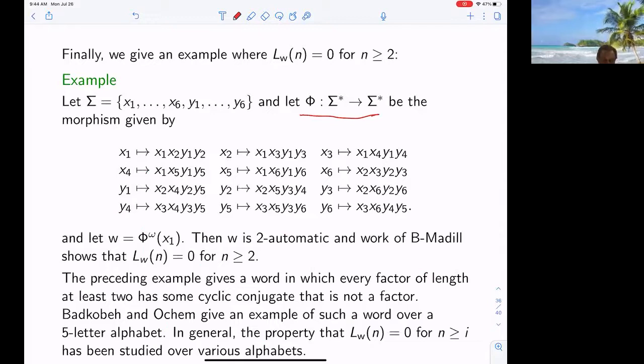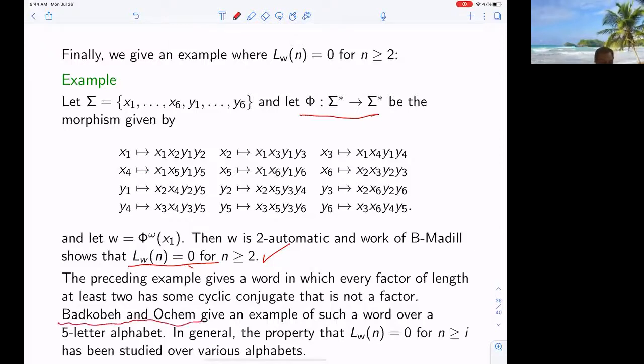But one of the things we showed was that this function LW of n is always 0 for n bigger than or equal to 2. So it can be 0 once you get to a certain point. What this is saying is it's giving a word in which every factor of length at least 2 has some cyclic conjugate that's not a factor.